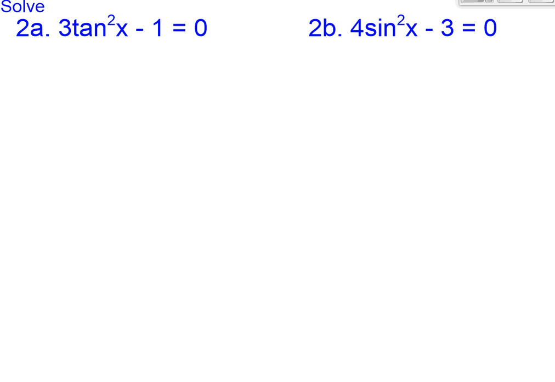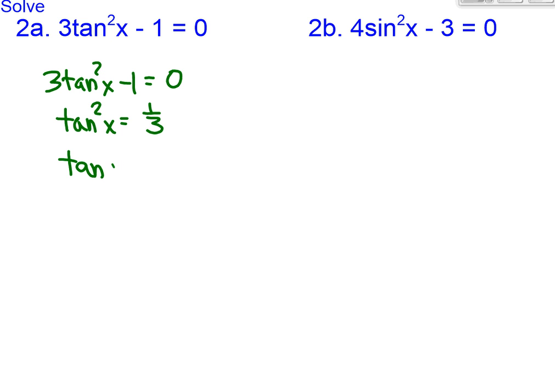So our first problem, 3 tangent squared x minus 1 equals 0. Add 1, divide by 3. So tangent squared x is 1/3. Square root both sides, and then, of course, remembering that it's the positive or negative square root. So tangent x equals plus or minus the square root of 1/3. And so tangent x equals plus or minus the square root of 3 over 3. So the square root of 1/3 is 1 over the square root of 3, and then rationalizing that denominator.